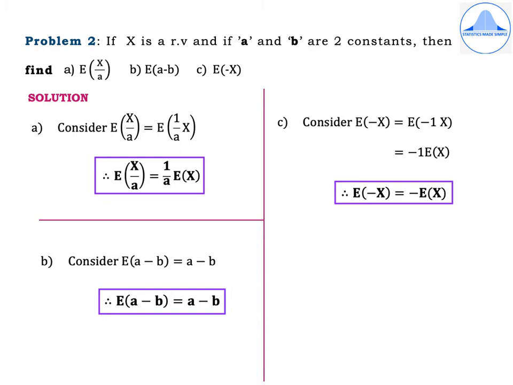So consider E of a minus b. Using the first result, that is E of a is equal to a, we get E of a minus b as a minus b.